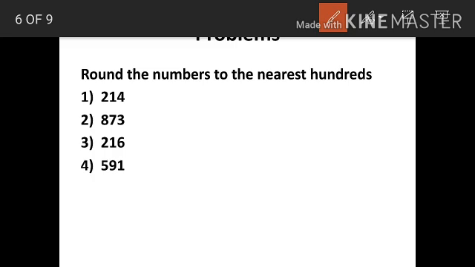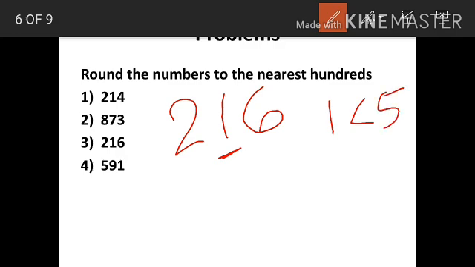Then the next example is 216. Look here. Again we have 1 in the tens place. So when we are checking this, we know that 1 is less than 5. So what do we have to do? We have to keep the digit at hundreds place as itself. So we'll get 2 itself here. And then we have to put 0 in tens and ones place. So we'll get the answer as 200 for 216.